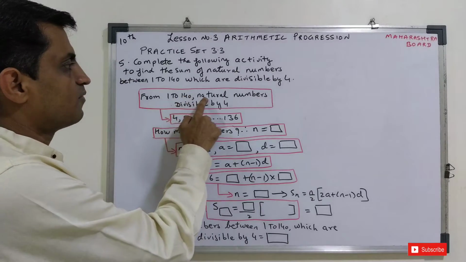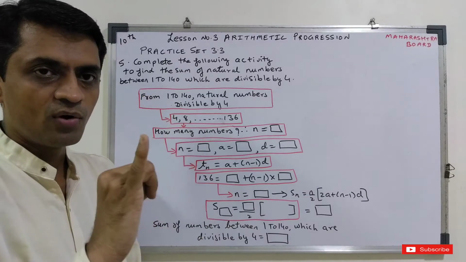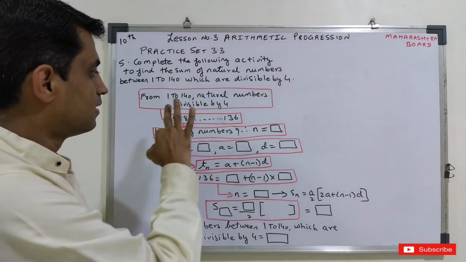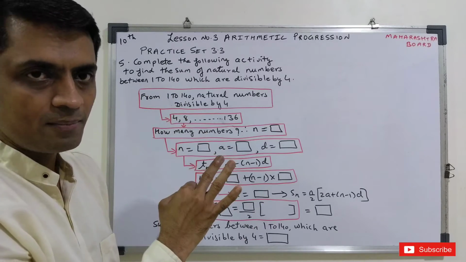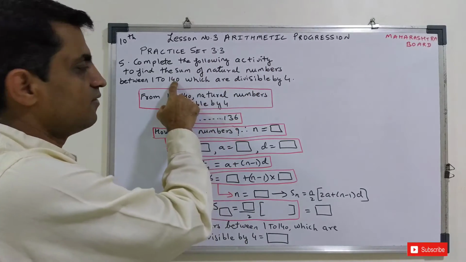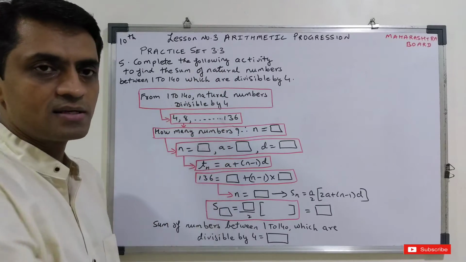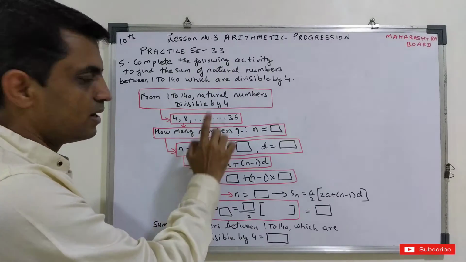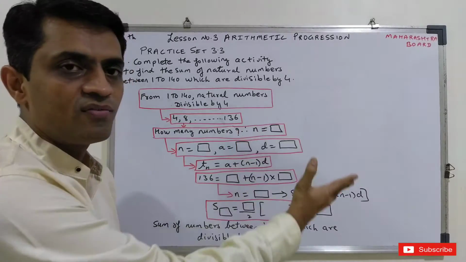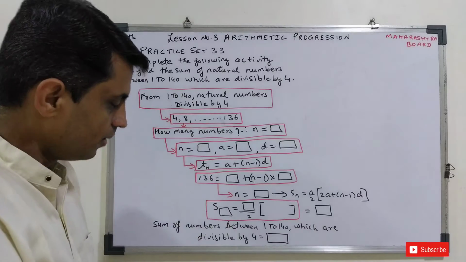So from 1 to 140, natural numbers divisible by 4 are what? First one is 4, then 8, then 12, dot dot dot till 136. The number before 140 which is divisible by 4 is 136. So how many numbers? That is n, we have to find. For n we have to use the Tn formula. Now n we don't know.